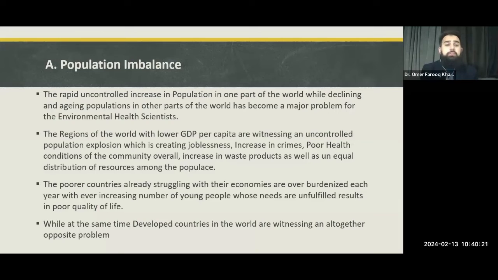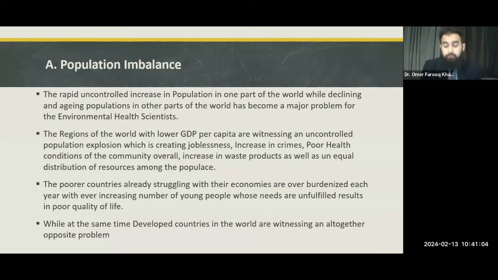Similarly, the regions of the world with lower GDP per capita are witnessing an uncontrolled population explosion, which is creating joblessness, increase in crime, poor health conditions of the community overall, increase in waste products, as well as unequal distribution of resources among the populace. So the problem with the population imbalance is those countries which cannot carry the burden of already existing populations are adding to their population at a much faster rate than they can carry on.